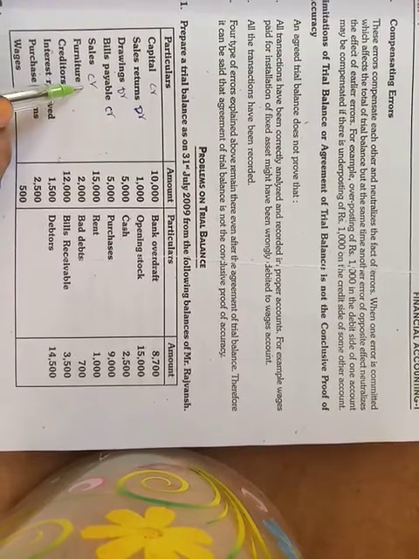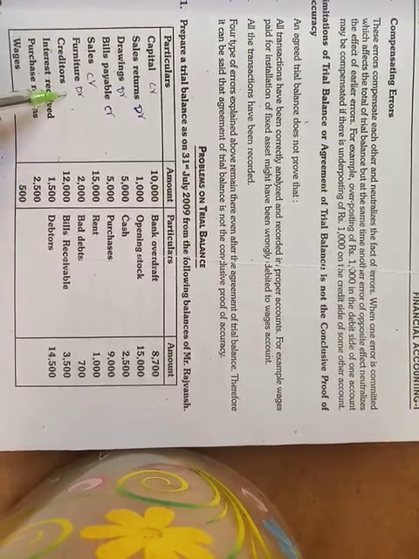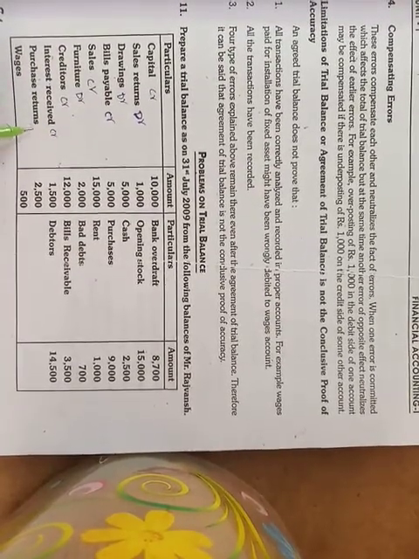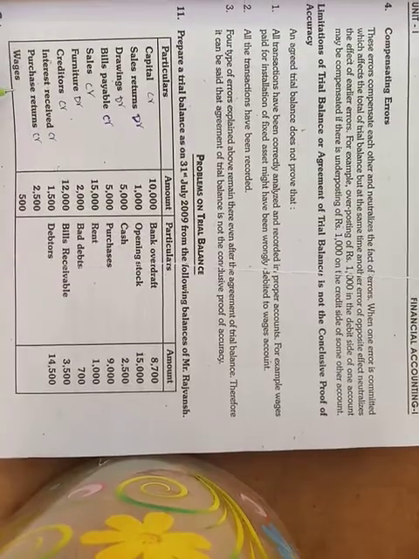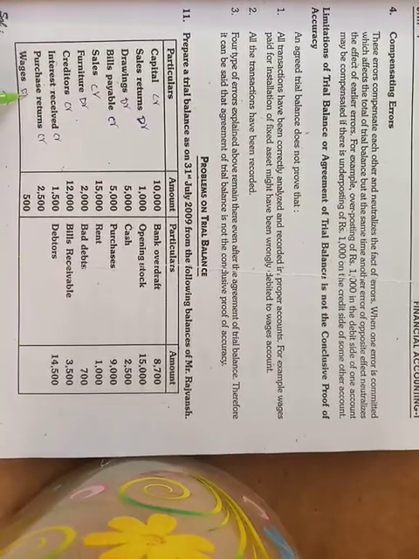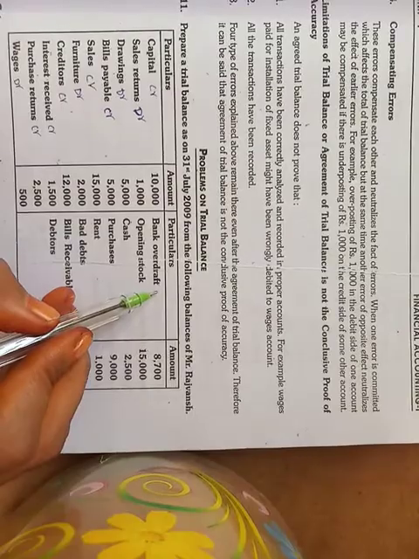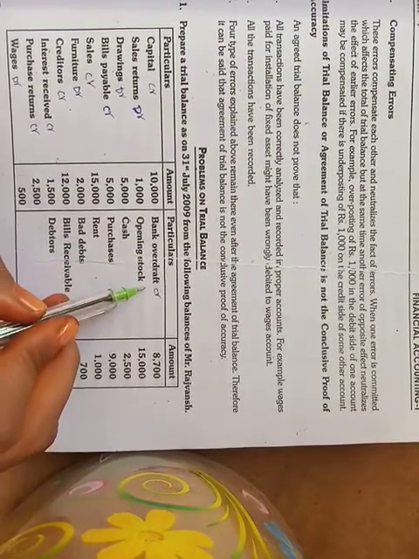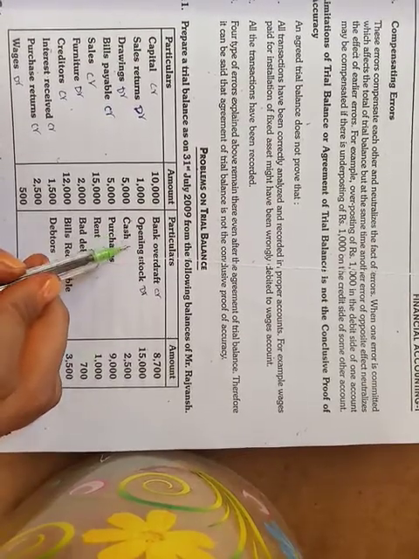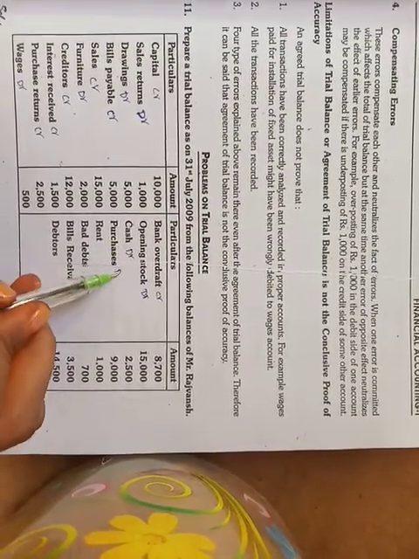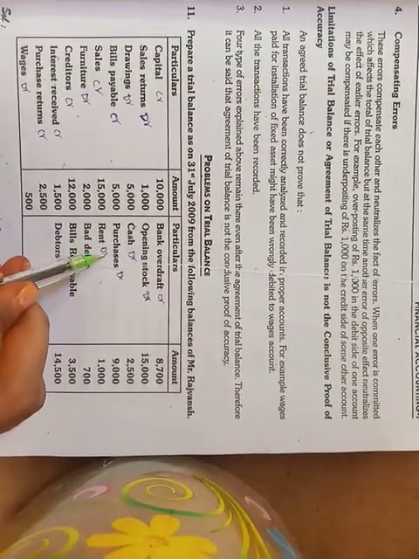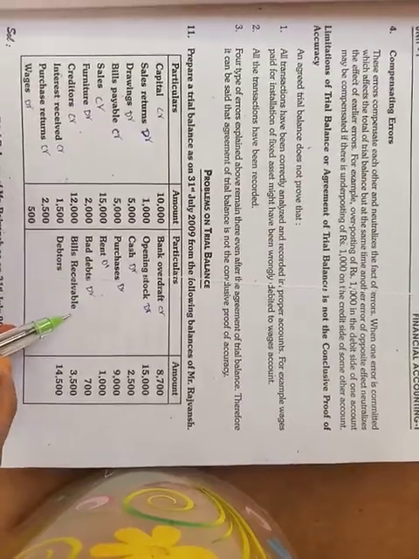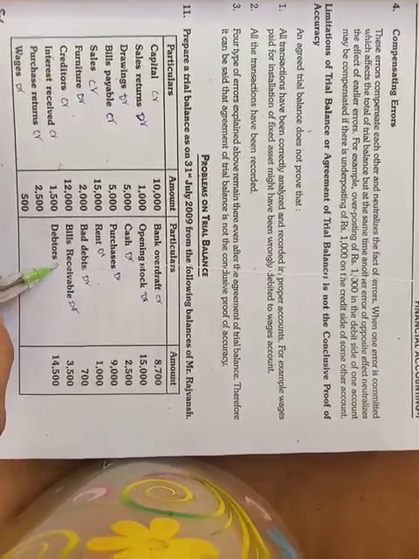Furniture, which side? Debit side. Creditors, credit side. Interest received, credit side. Purchase returns, credit side. Wages, debit side. Bank overdraft, credit side. Opening stock, which side? Debit side. Cash, debit. Purchases, debit. Rent, debit. Bad debts, debit. Bills receivable, debit. Debtors, debit.